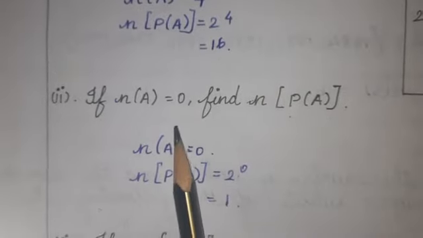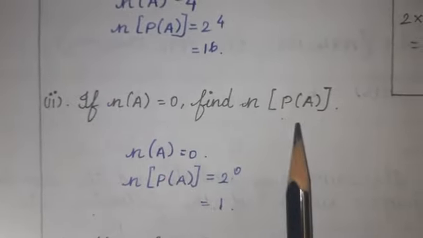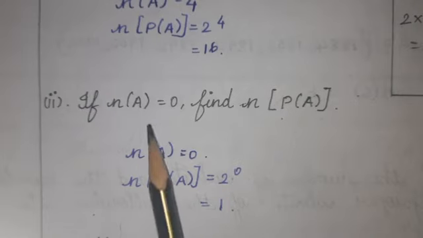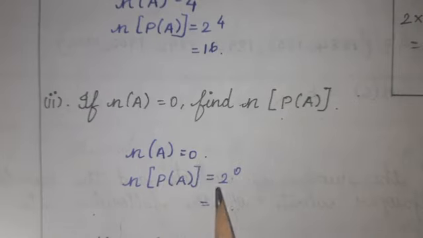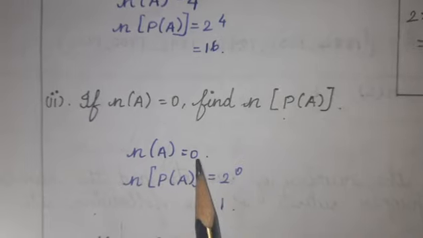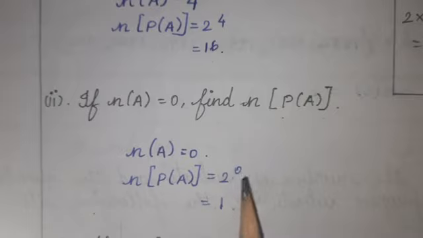Second question. If n of A is equal to 0, find n of P of A. The same question. So n of A is equal to 0. So n of P of A is equal to 2 power 0. The number of elements is 0. So 2 power 0. Anything power 0, the value is 1.